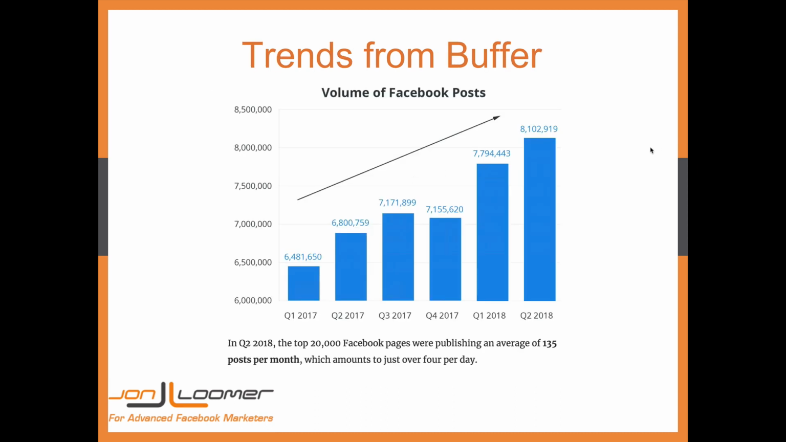All right, so next up, Buffer. And I say these are trends from Buffer. Buffer published this. They reached out to AppSumo to get this information, that I think it was 20,000 Facebook pages that they got all this information from. And so here are a few things that they determined. I think there are 5 main things.